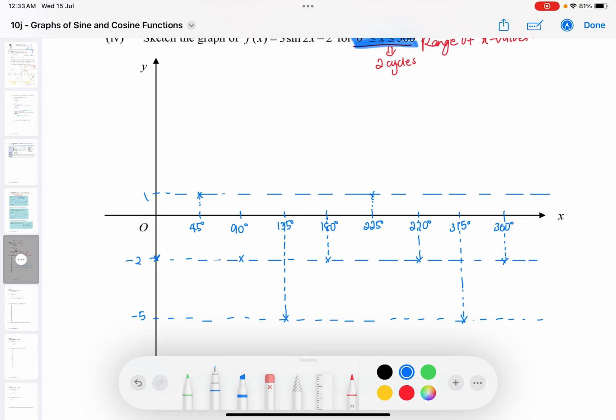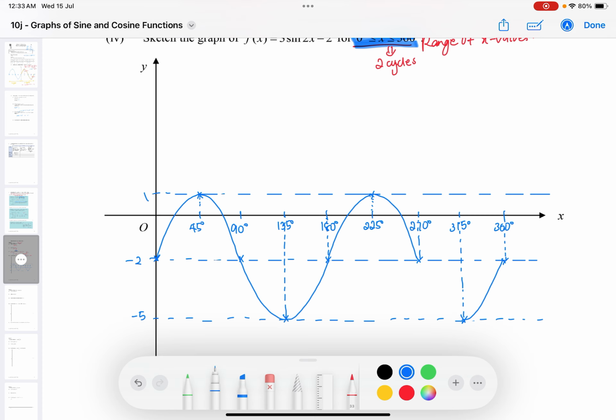So now we can draw our graph. It's a bit ugly. Let's try again. Mountain, trough, mountain, trough, and it must pass through the point, and mountain. That's the end. I don't like this part, I'm going to redraw.